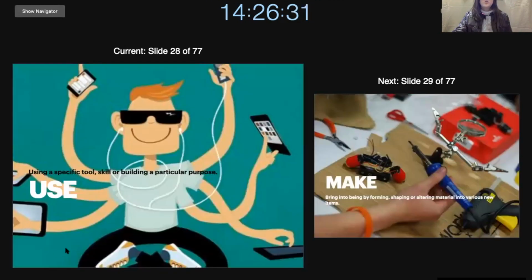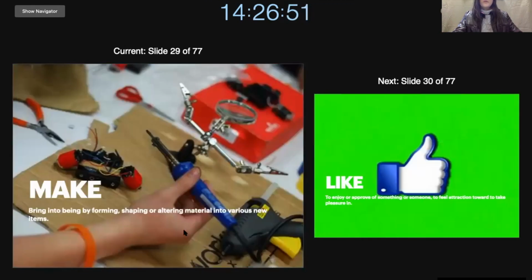Then we have use, using a specific tool, skill, or building for a particular purpose. So if you are watching this video on your phone or on your laptop, you are using or you use your phone to watch the video. Then we have make, bring into being by forming, shaping, or altering material into various new items. So, make is when you are putting things together to make something new.